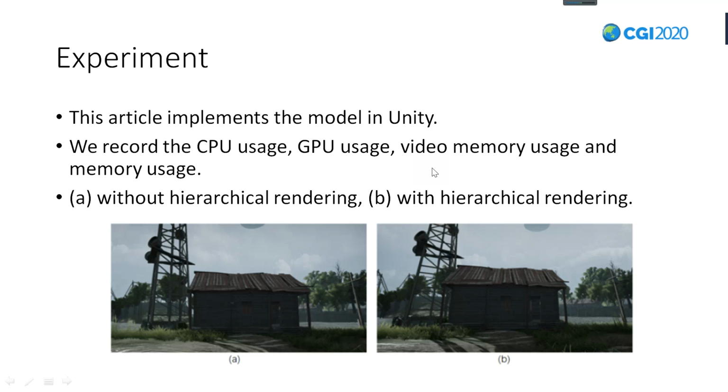We implemented our system with the help of Unity and the mesh degeneration process. We set up experiments to verify the effects and efficiency of our system and implementation. During the experiment, we recorded CPU usage, GPU usage, video memory usage, and system memory usage. Below are two figures, also listed in our paper. The first is without hierarchical rendering, and the second is with hierarchical rendering, and we can see the difference.